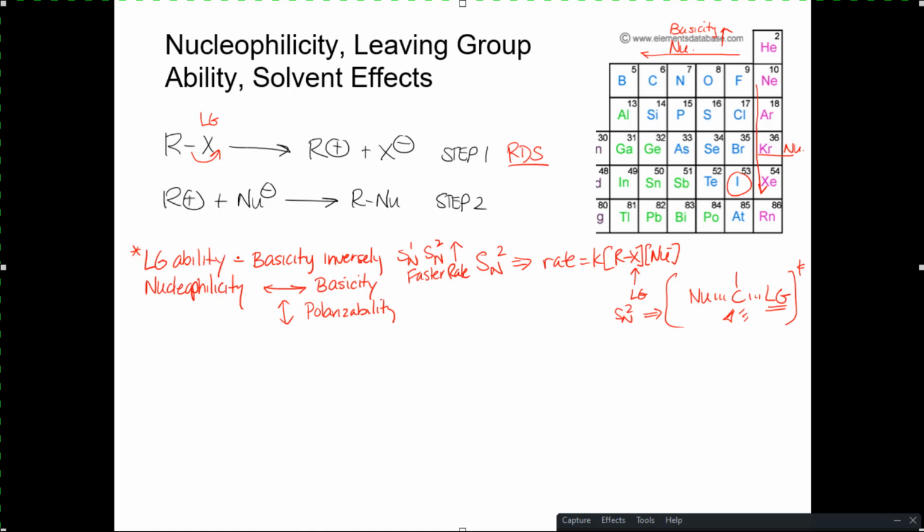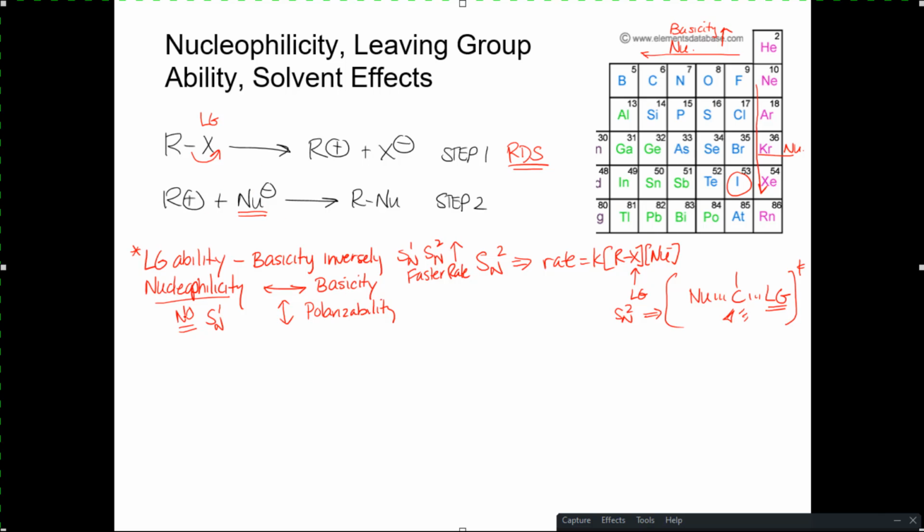But better leaving group, faster reaction. Now, what about the nucleophilicity? Does the nucleophile affect the overall rate of the reaction? In this case, the answer is no. In the case of SN1, the nucleophilicity does not affect the rate of the reaction. Why? Because the rate determining step for this reaction is step 1. Is the nucleophile part of the rate determining step? No. So once we form the carbocation, it doesn't matter whether this nucleophile is a good nucleophile or a poor nucleophile, it's going to react at the same rate.